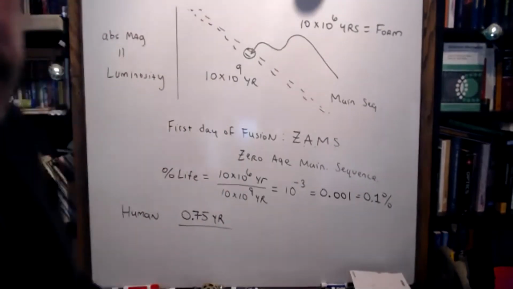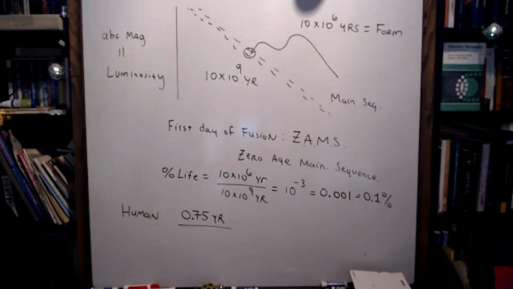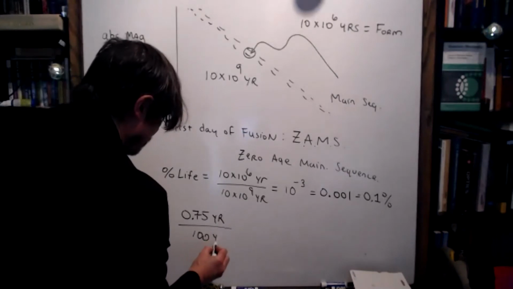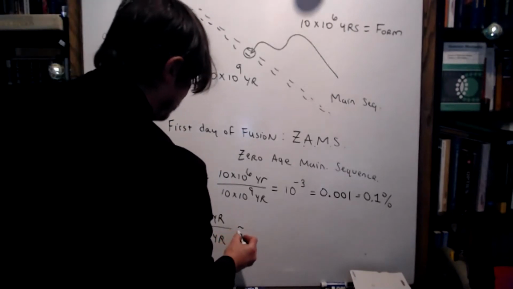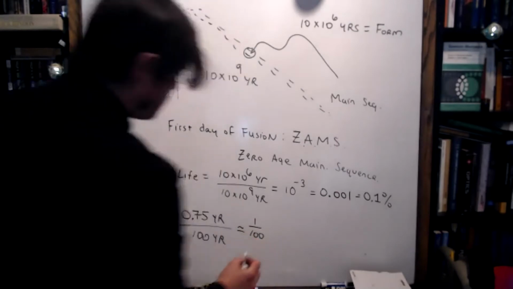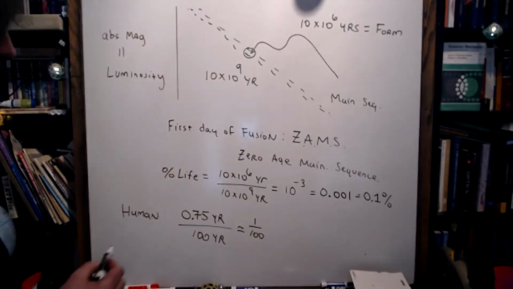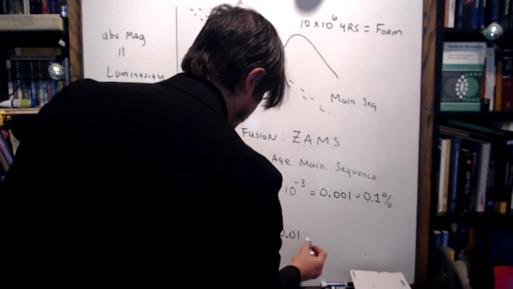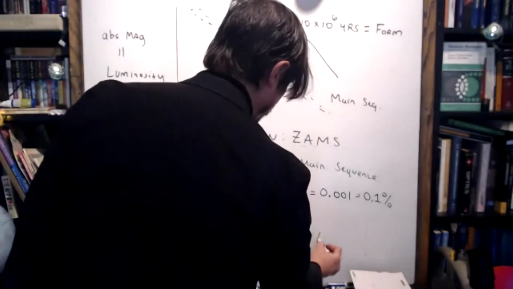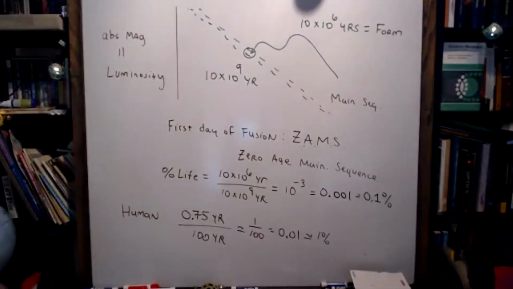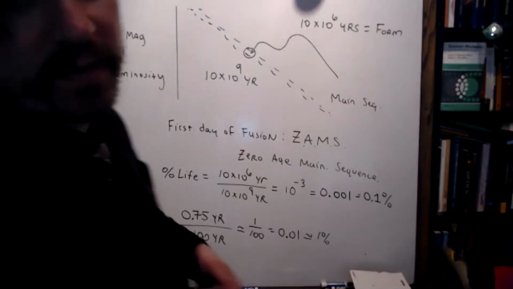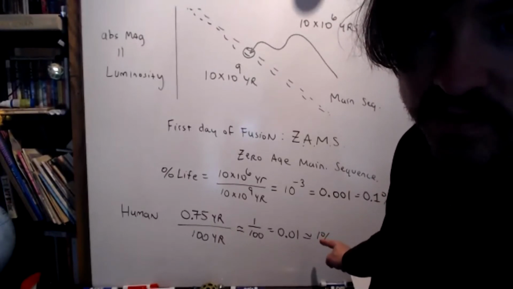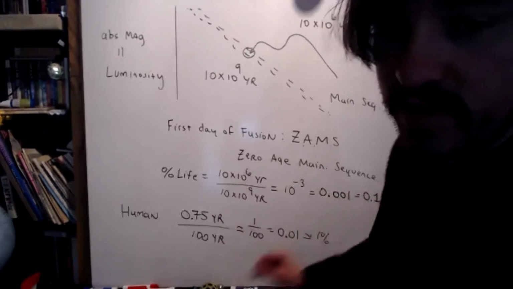How long does a human live? Like 80. That's the average, right? 100 years. Fine. Which is approximately a 100th, right? We spend 1% of our life forming. For a human to form in the womb, that's 1% of your life. A star spends 1/10 of a percent.